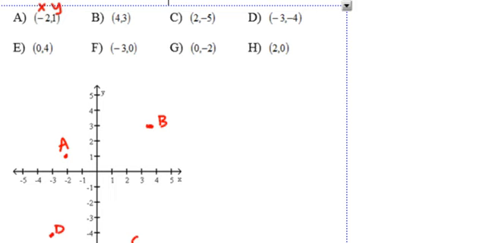The point (0, 4). Well, since the first coordinate is 0, that tells us that we don't travel anywhere along the x-axis. The 4 tells us to go up 4 units. So there's our point E. (-3, 0) says go to the left 3, up and down none. So there's F. (0, -2) will put us here. And then (2, 0) puts us here. So that's how we plot points.